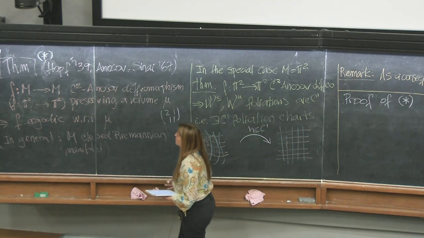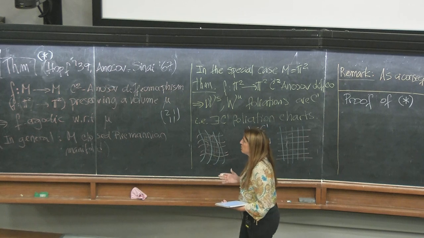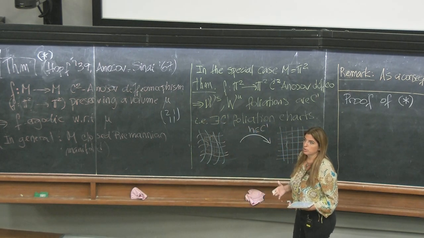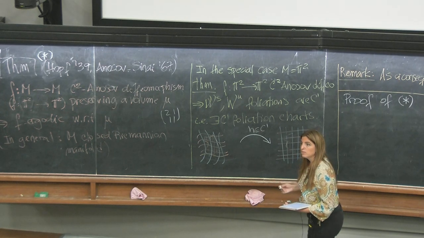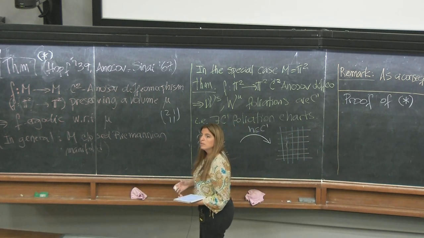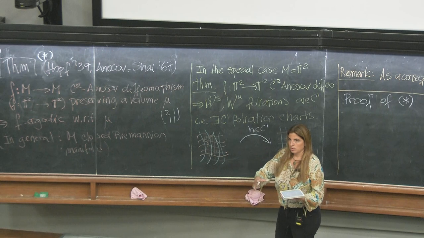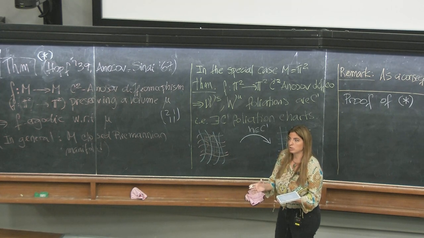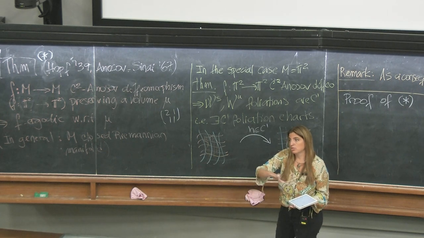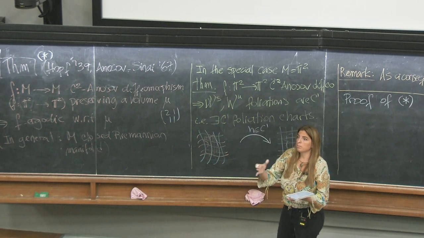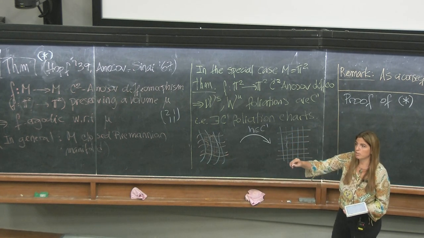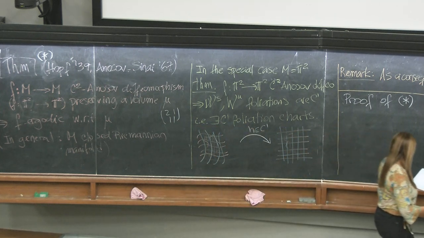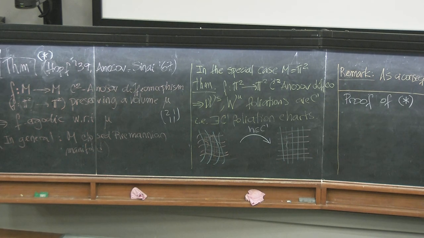And the third ingredient was accessibility, which we are going to have because, in fact, we only need a stronger case of accessibility, which is local product structure, which you all have already seen. So if you have local product structure, then you have accessibility. Why is that? For each point, you have a neighborhood where you have local product structure. Then you can cover the manifold with these charts, and since it is compact, you take a finite subcovering, and then you will have an su-path from any point to any other point. So having local product structure in a compact manifold is stronger than accessibility. And these three elements are the only thing that we are going to use today.